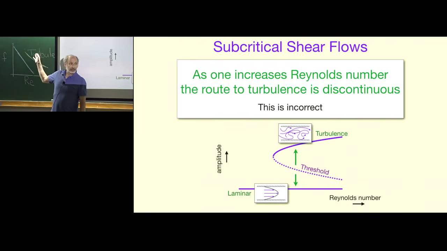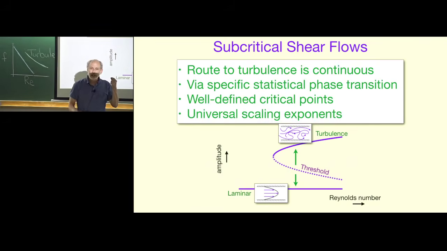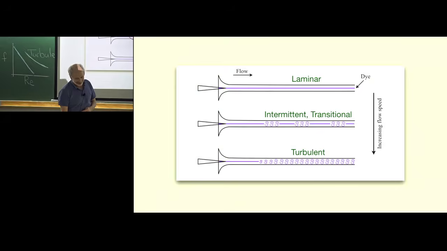You have a disconnected turbulent branch, which is in no way close to this branch. There's no measure in which these two are close, no meaningful measure. Nevertheless, the transition between laminar flow and turbulence is a continuous transition, okay? It obeys very specific universal exponents with well-defined critical points. And this is what we now understand, okay? So that's what I'm going to tell you about.